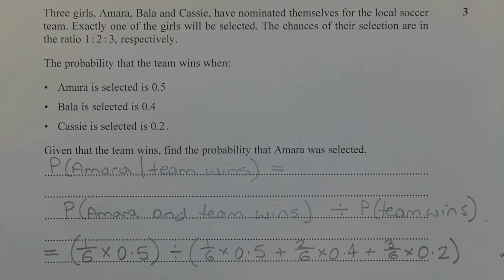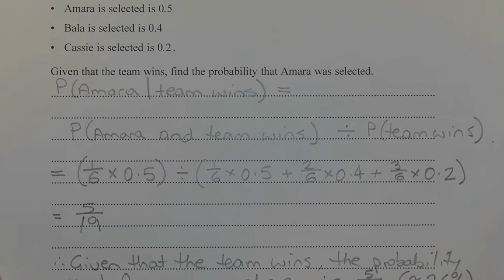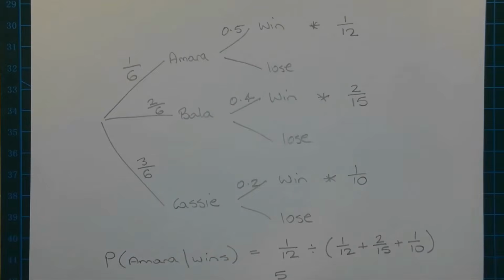So we close the bracket there and we evaluate that expression and we get 5 over 19. Therefore, given that the team wins, the probability that Amara was chosen is 5 over 19, which is around 26%. We can also solve this graphically by drawing a tree diagram.